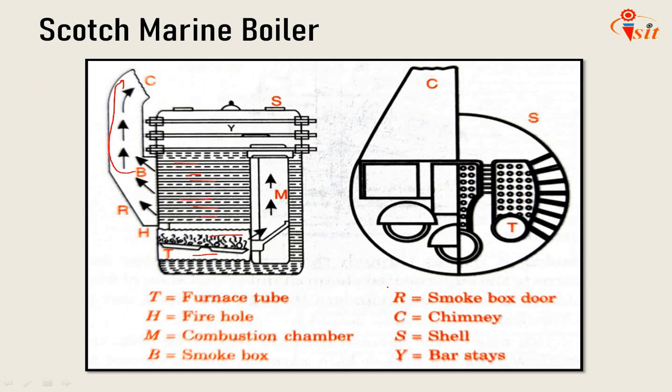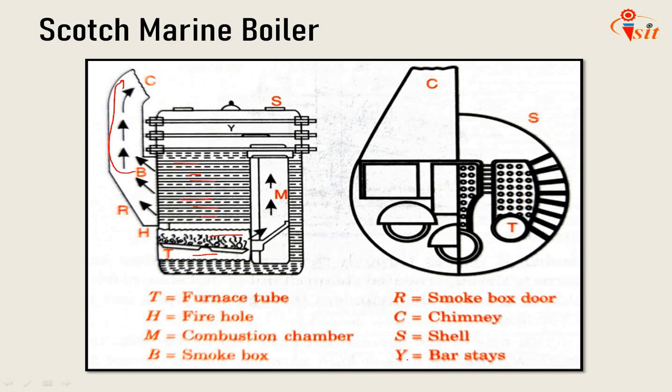The last boiler is the Scotch marine boiler. The Scotch type marine boiler is probably the most popular boiler for steaming capacities up to 1000 kg per hour and a pressure of about 17 bar. It is of compact size and occupies very small floor space. Here the figure shows a single-ended Scotch type marine boiler.